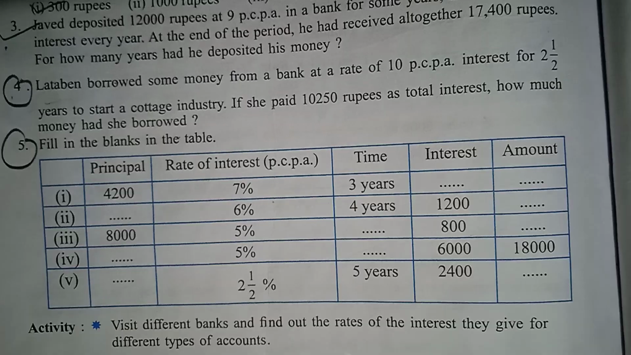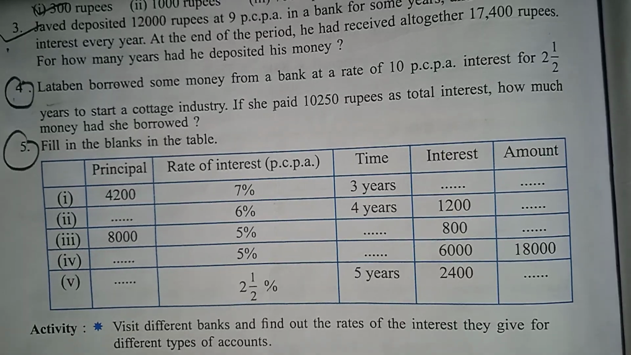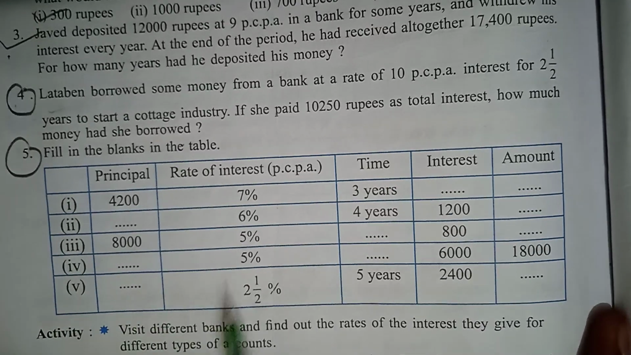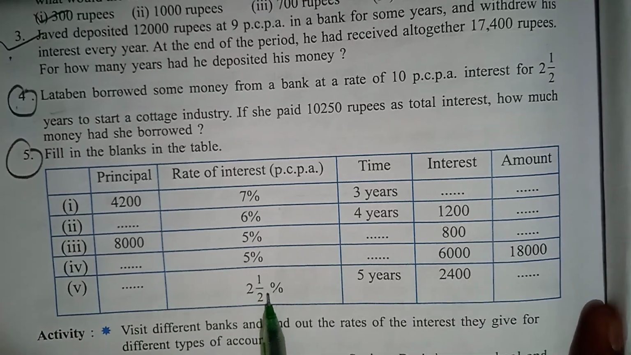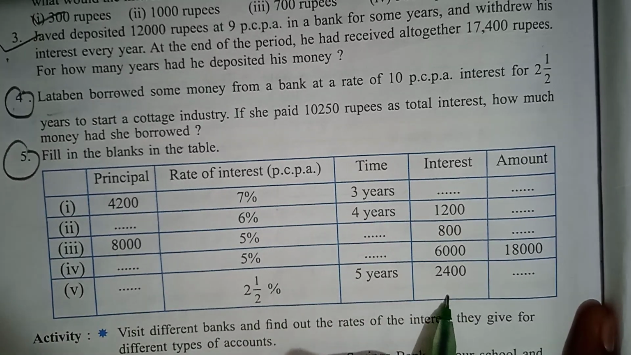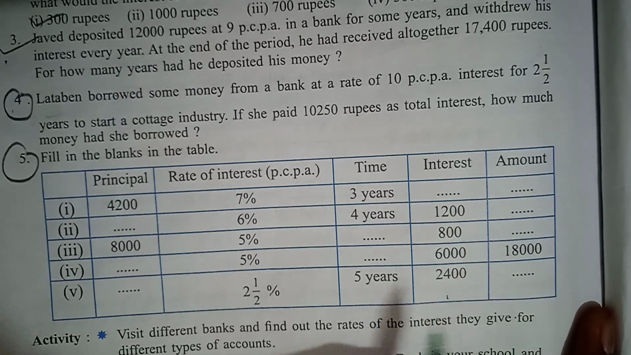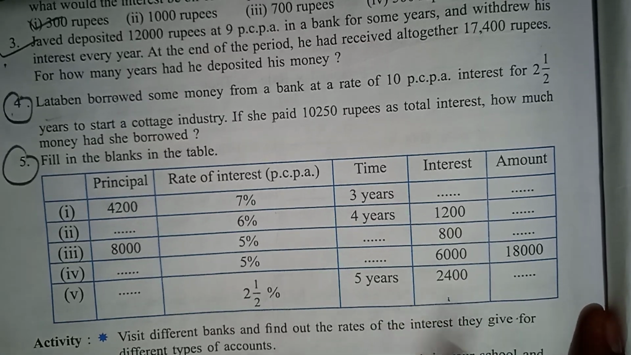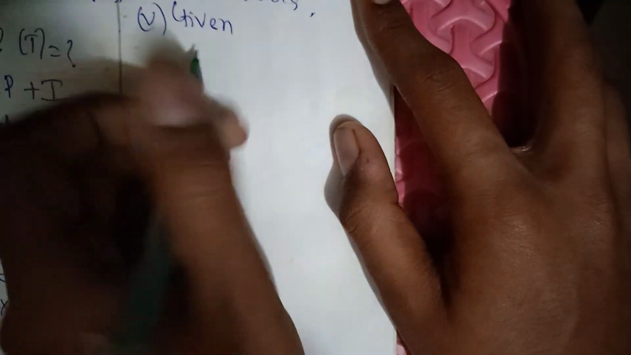We got the fifth and the last example of this practice set. Principal is not given. Rate of interest is 2.5%. Time is 5 years. Interest is 2,400. Amount we have to find. So in this example, we have to find principal and amount. So let's find. What is given?